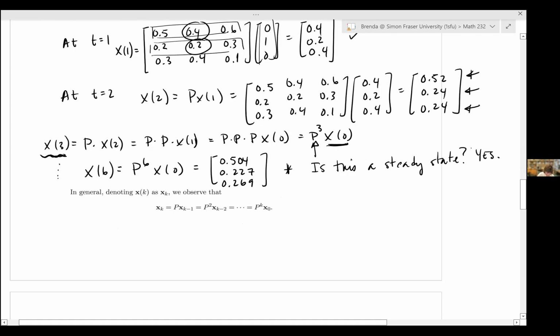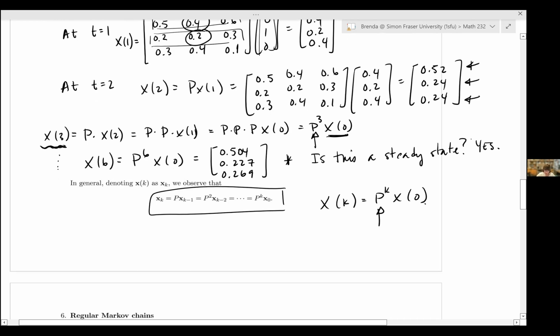Okay, and this is just what I did above, right? This is just x of k, which I've been writing like this. x of k is P to the k times x of 0. Okay, that's the general case. So we definitely need to take the matrix power.